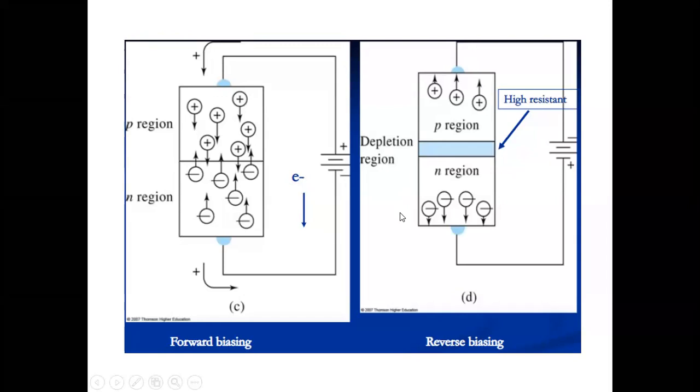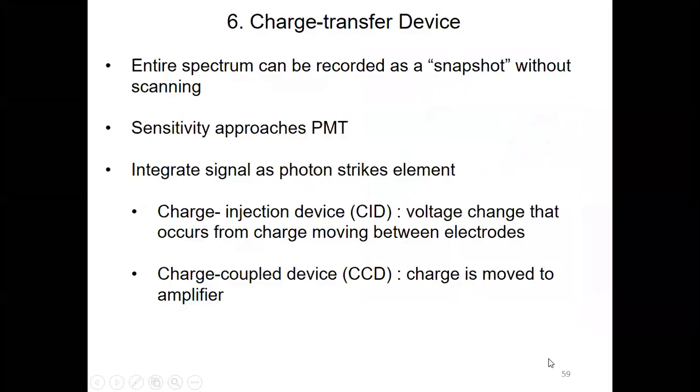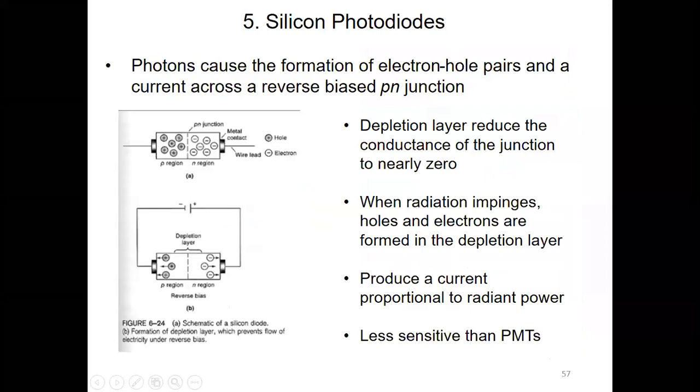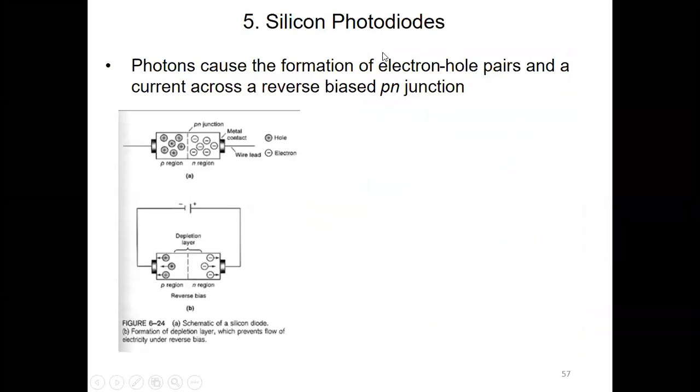I hope now it's clear how the depletion region is created. Okay, now I'm going back to the previous slide. In the silicon photodiodes, that's what's happening. In the diode, we give a reverse bias, like here, the negative charge on this side and the positive charge on this side.